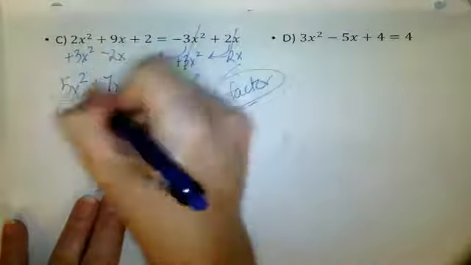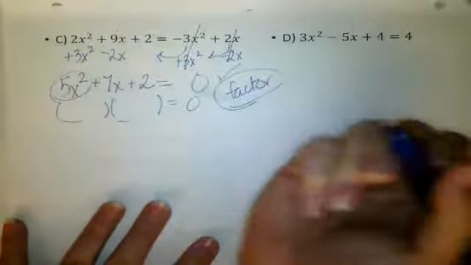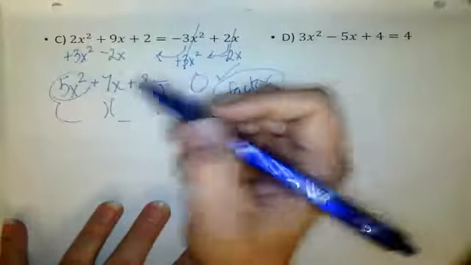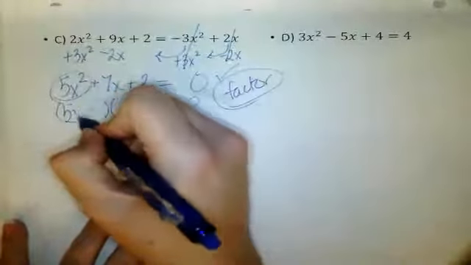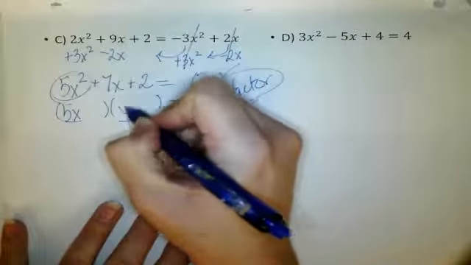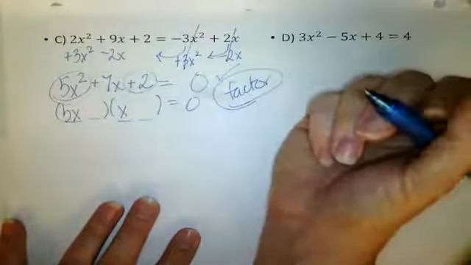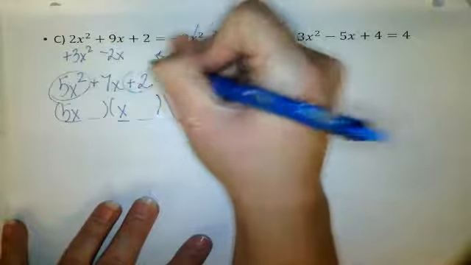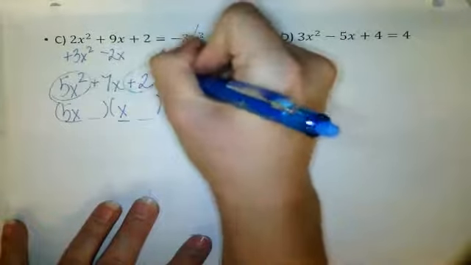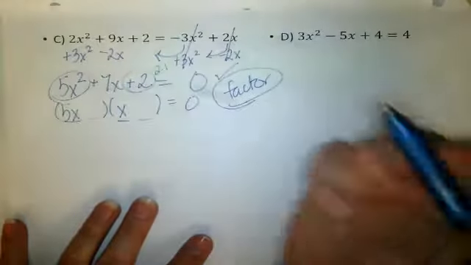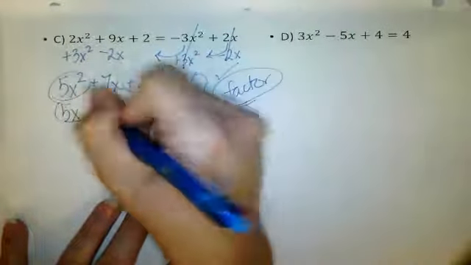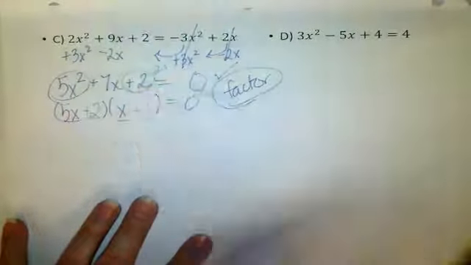First times first has to be 5x squared. What times what is 5x squared? Yes, 5x times 1x. Very good. Last times last has to be positive 2. What times what is positive 2? 2 times 1 or negative 2 times negative 1. Those are your only options. I want positive values. So positive 2, positive 1.